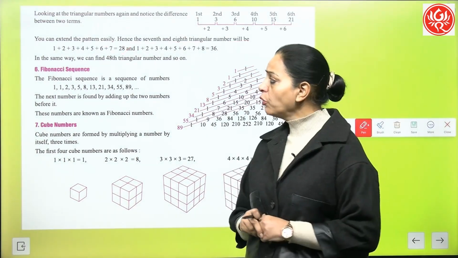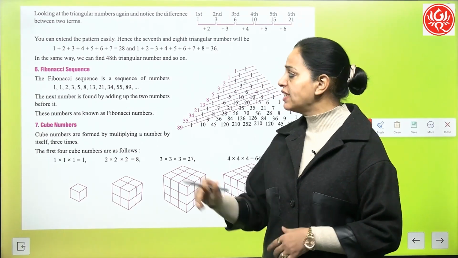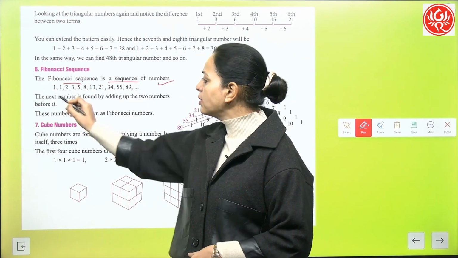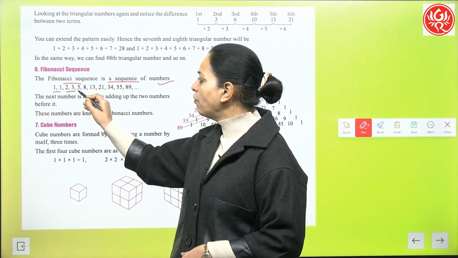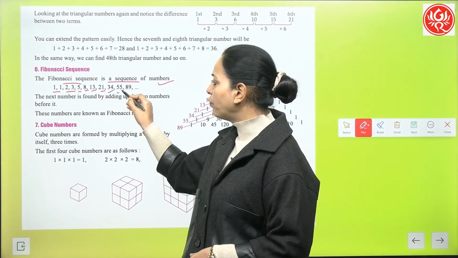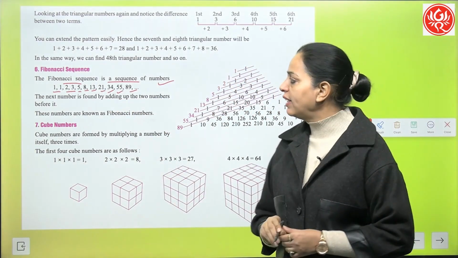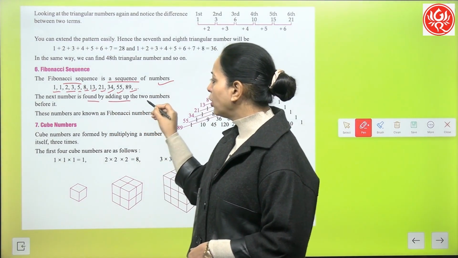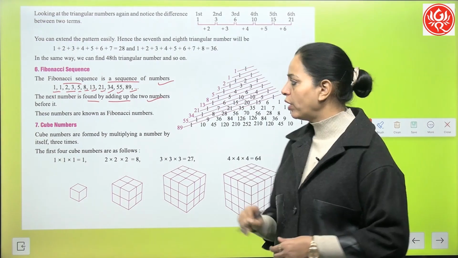Okay. Now we are doing the 6th one, the Fibonacci sequence. The Fibonacci sequence is a sequence of numbers 1, 1, 2, 3, 5, 8, 13, 21, 34, 55, 89, like this. So the next number is found by adding up the two numbers before it.